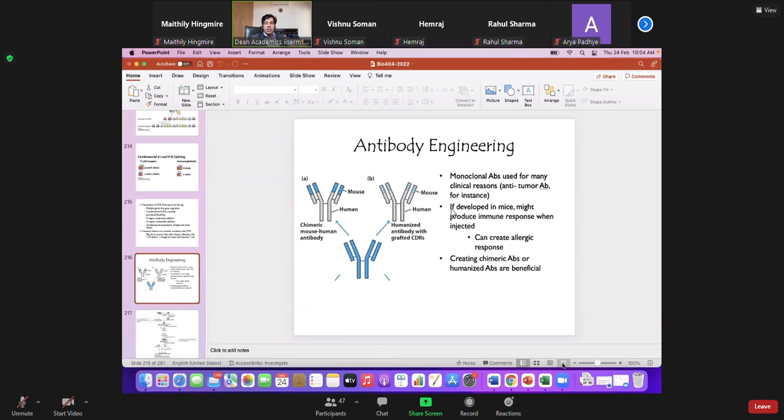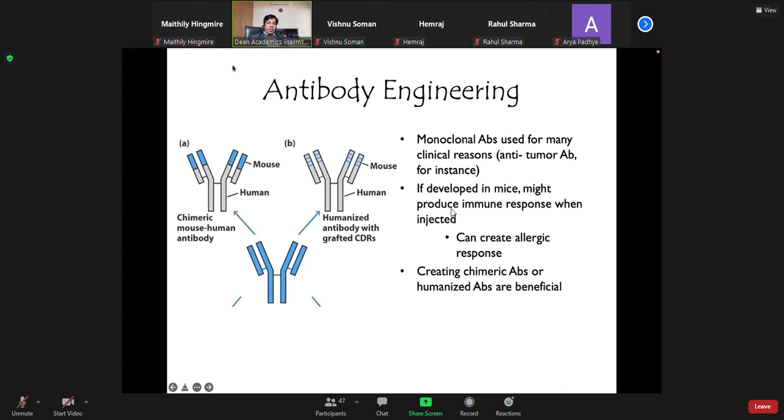The next thing is antibody engineering. So why does one have to engineer antibody? That is the first question, right? Anyone? And when we say antibody engineering, what do you mean by that?